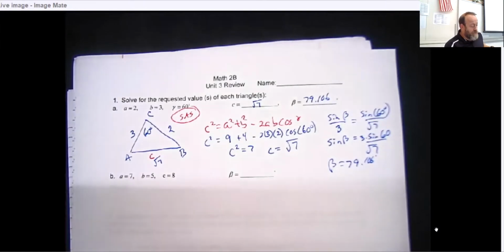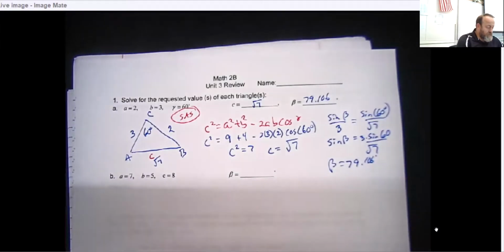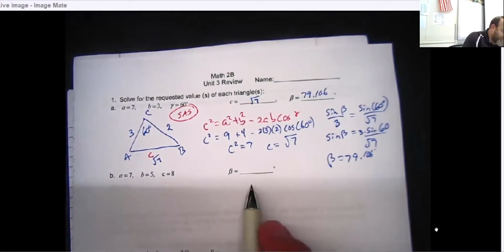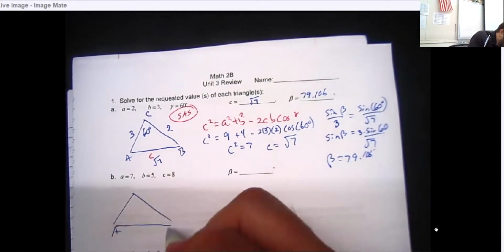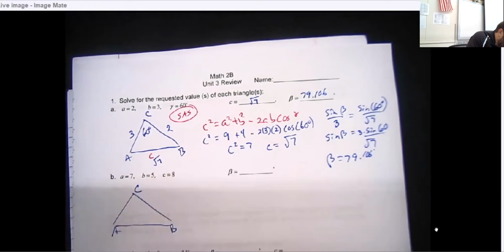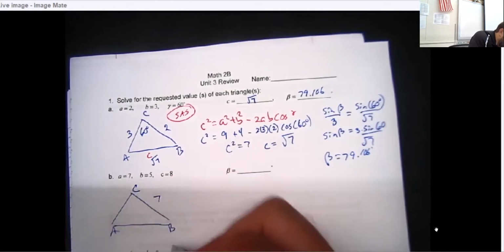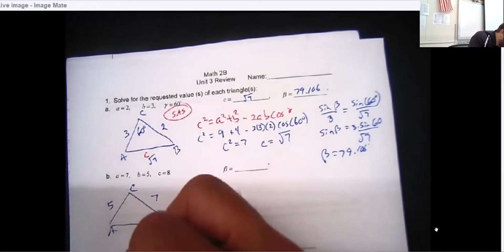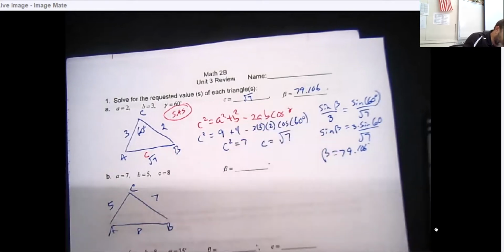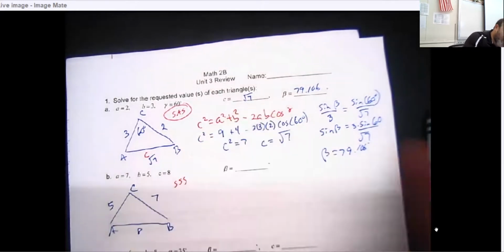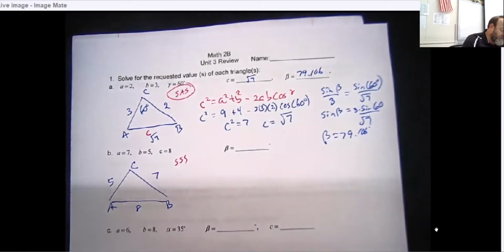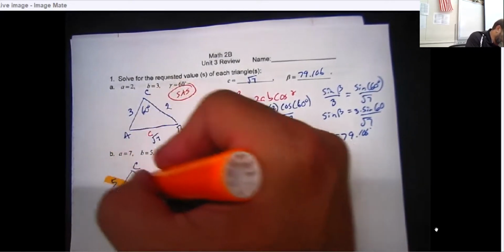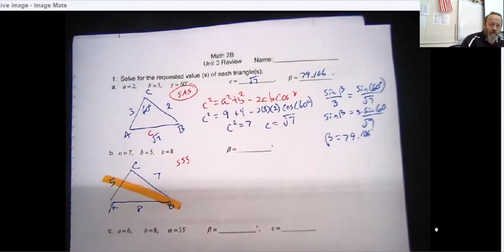Now, on the second problem, I didn't ask you to go quite so far. We're just going to go ahead and find one value. So again, drawing a quick triangle. Here's A, B, C. I know that A is 7, B is 5, and C is 8. That's a side-side-side triangle. So again, we're going to go back to that law of cosines.